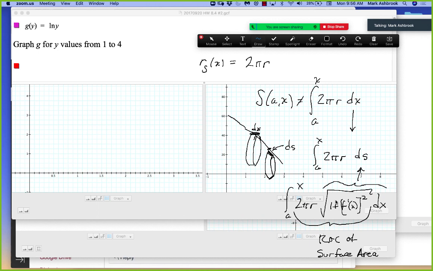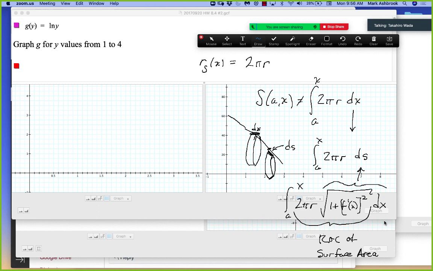So this is our ds, and then that makes all of this the rate of change of surface area with respect to x. So all this, the 2 pi r with the square root, makes the rate of change of surface area with respect to x.